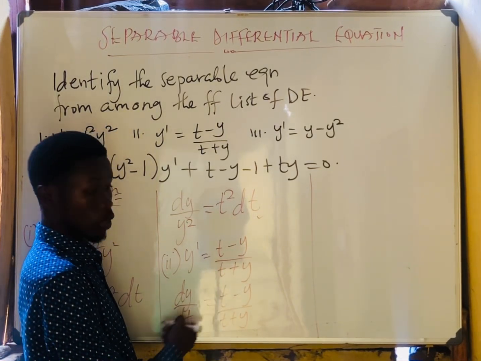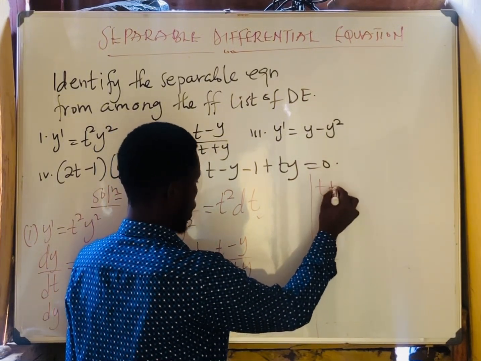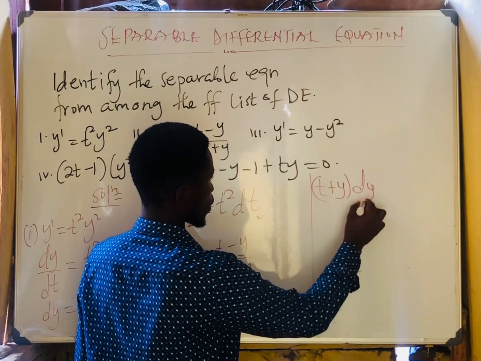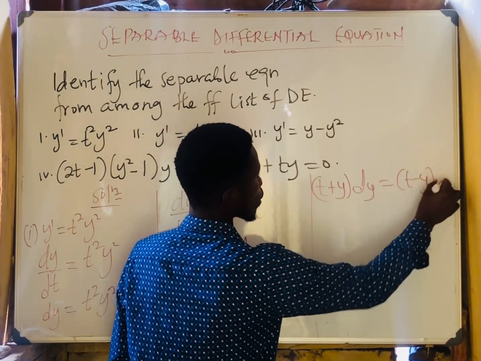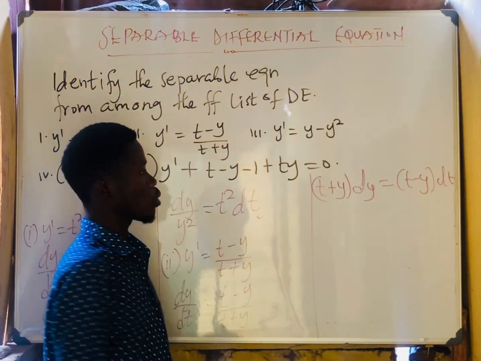So this one will come here, this one will go there. So we are going to have (t plus y) dy equals (t minus y) dt. Is that okay? So having this, what do we do?